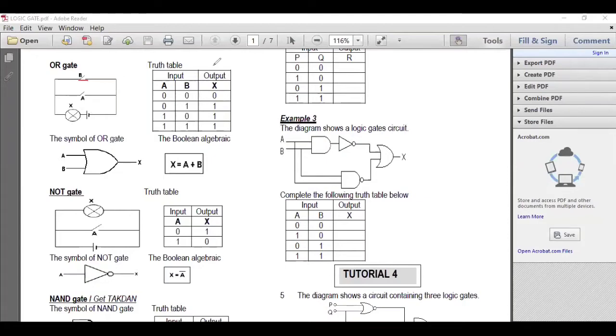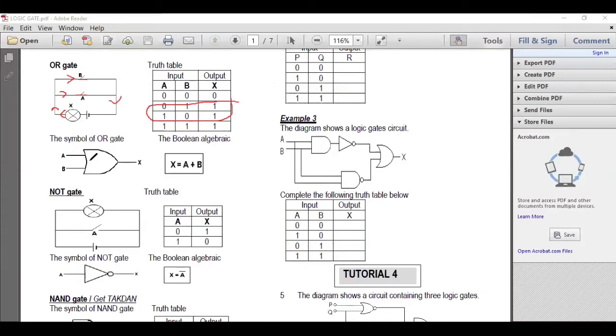Next, third situation, you on A, but you off B. So still can flow, right? So the bulb will still light up. What happened if you on A and B? The current will flow here, split into 2, and then go back to negative. So still light up. Now, why do we call it OR gate? Because of the second and third row. In order to get output 1, at least A or B, that means at least 1 must be on. So we call it OR gate. AND gate means both must be on. OR gate means at least 1 must be on.